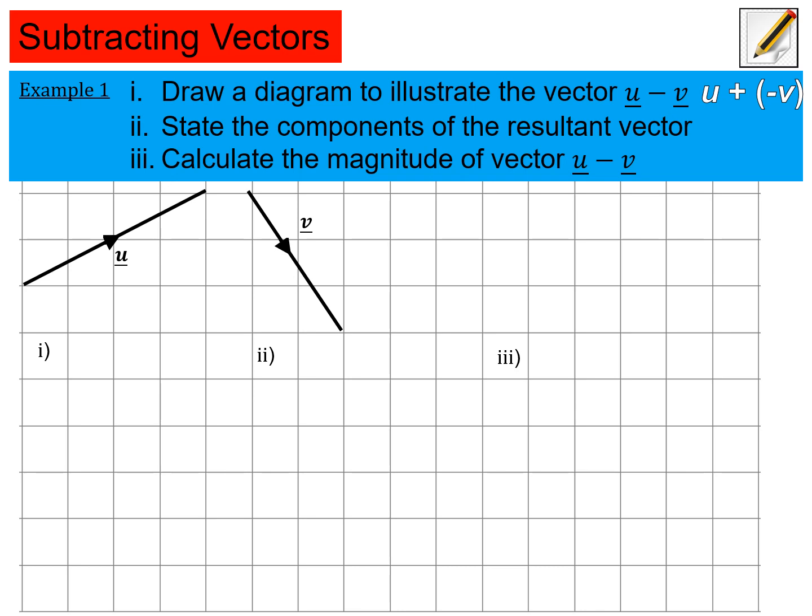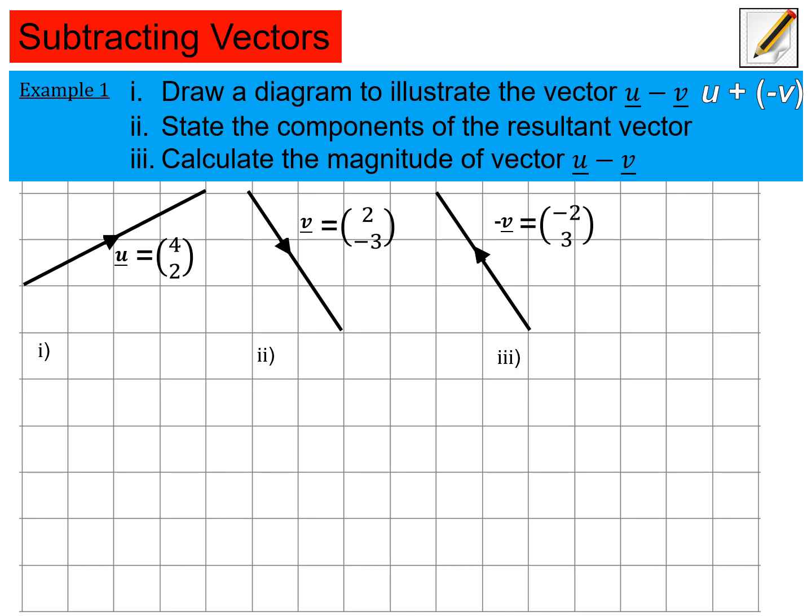So before we can draw the diagram, we need the column vectors of u and negative v. So let's look at vector u. We are going 4 to the right and 2 up, so the column vector is 4, 2. Now vector v is 2 to the right and 3 down, so that has the column vector 2, minus 3. However, we don't want vector v, we want vector negative v. So remember, all we do is swap the signs on the column vector. So negative v has a column vector of negative 2, 3.